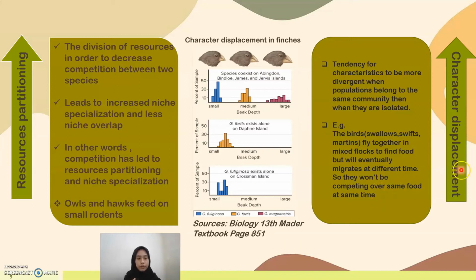Another example of character displacement is in finches. When three species of ground finches, G. fuliginosa, G. fortis, and G. magnirostris, occur on the same island, their beak sizes are appropriate for eating small, medium, and large seeds, respectively. When G. fortis and G. fuliginosa are on separate islands, their beaks have an intermediate size, which allows them to eat seeds of various sizes.